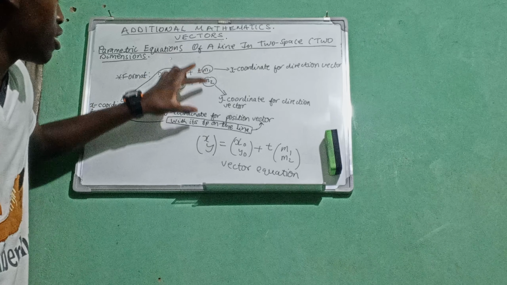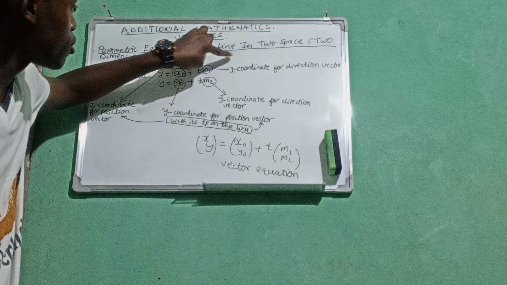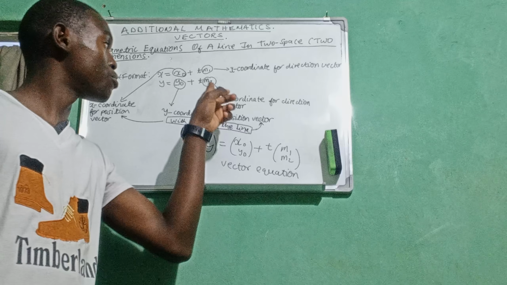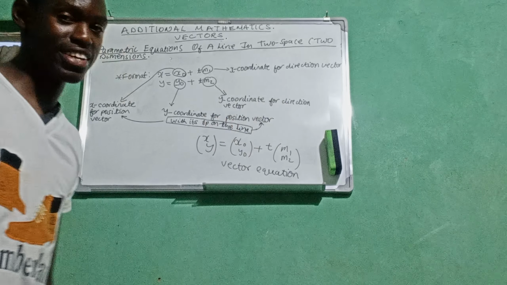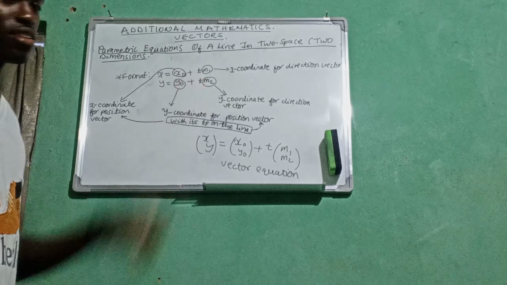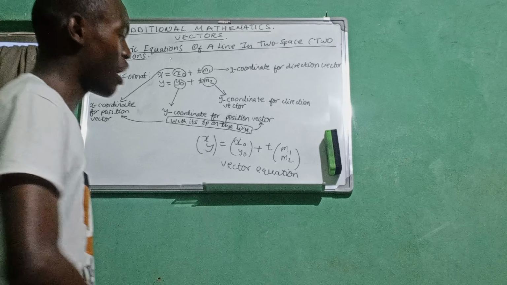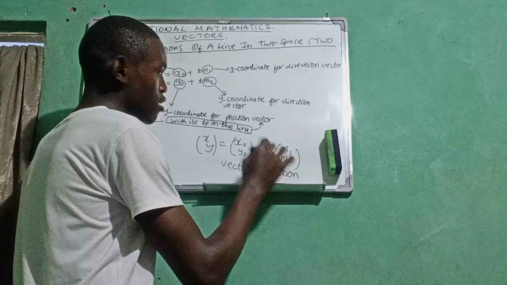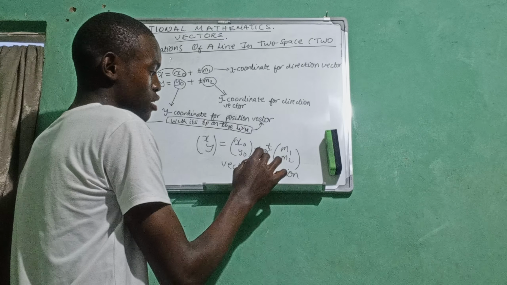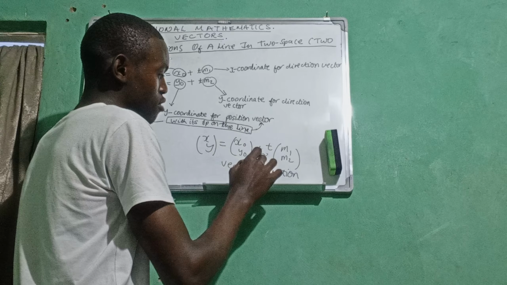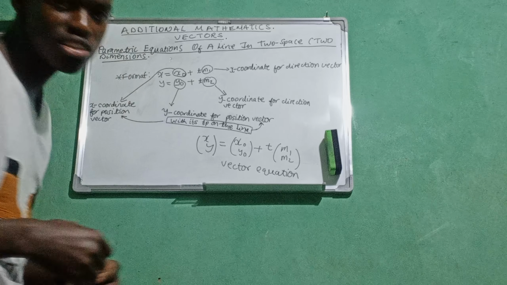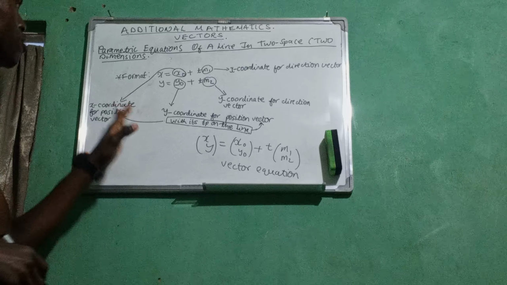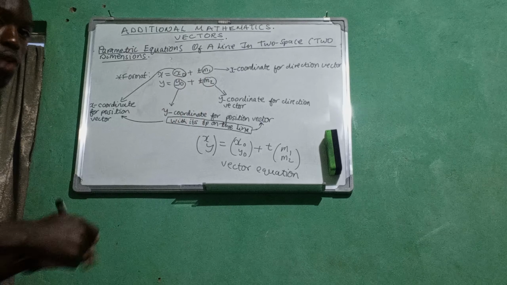Then we have m1, m2. m1 represents the x coordinate for the direction vector. The m2 represents the y coordinate for the direction vector. Parameter t is coming from here. So if we just remove the brackets, then t times m1 is tm1. T times m2 is tm2. The parameter t can be a number. It can just be a certain number. So this is the format for writing a parametric equation.